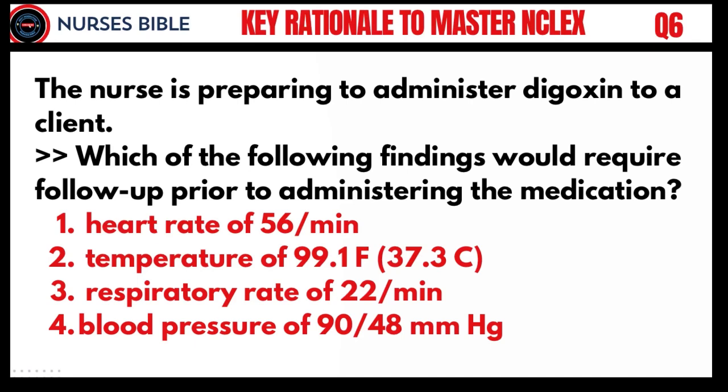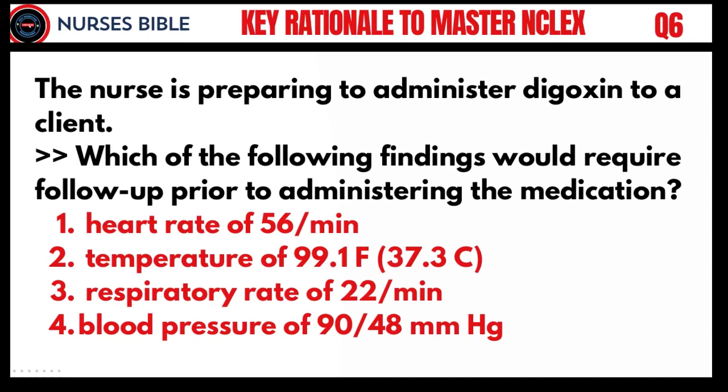So let's think about what we know about dig. We know that it's a positive inotrope. That means that it is going to increase the contraction of the heart. That's going to increase our cardiac output. We also know that dig is a negative chronotrope. That means it's going to slow the heart rate down. So knowing those couple of things about our medication, let's get into our options. Option 1 is a heart rate of 56 beats a minute. That would be a contraindication to administering dig to this client.